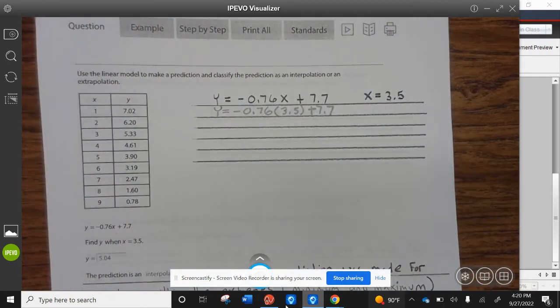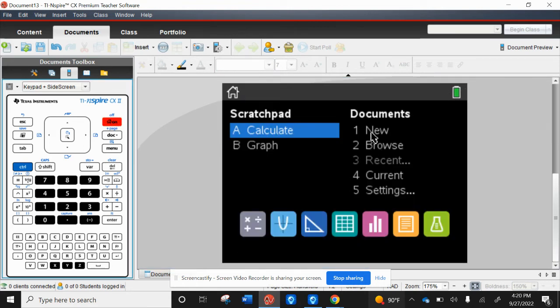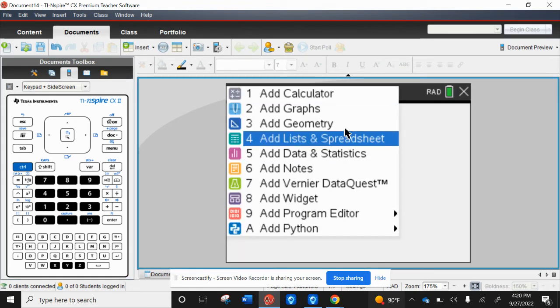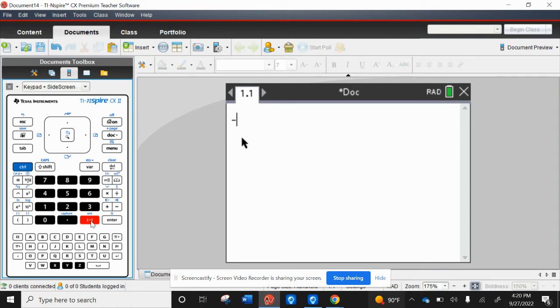Okay, so again, we can use our calculator. So I'm going to go to On, New Document, Add Calculator, and let's plug that in. So negative 0.76, the negative key is right here, parentheses 3.5 plus 7.7. And you'll see it's 5.04.